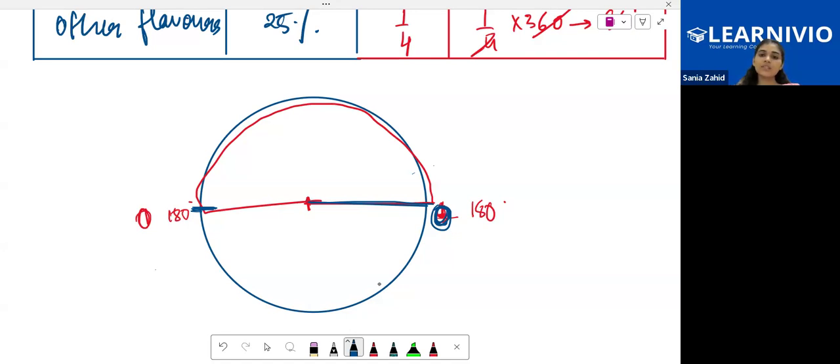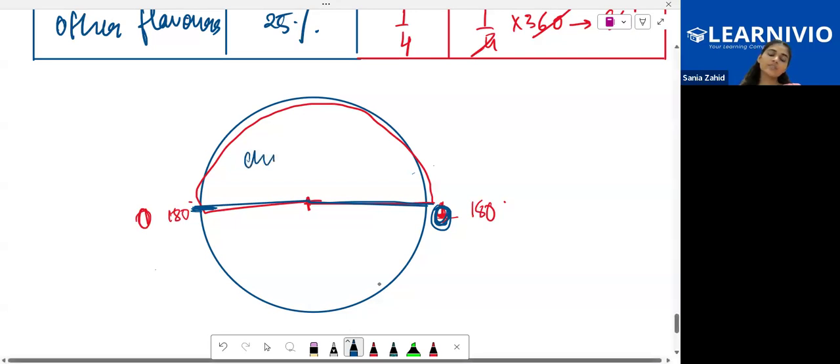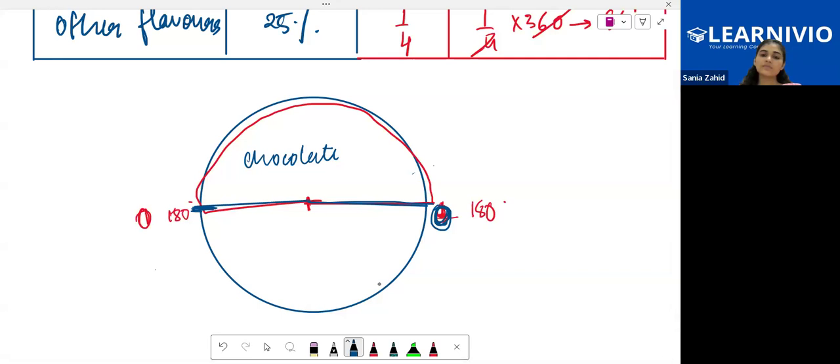Done. Have you marked this point? Amar, have you marked? Yes, ma'am. Now just join this point to the center. Now you have this portion as chocolate. Fine.